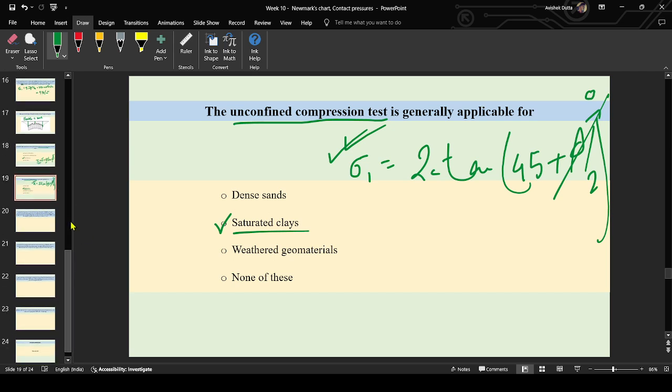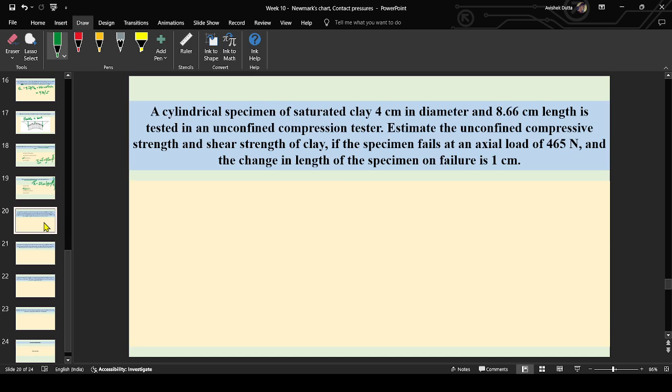Okay, I believe we haven't solved this sum also, isn't it? No, sir. So this is the case of the unconfined compression test where this is the plot. This is the value of normal stress, which is the unconfined compressive strength, and this is the value of shear stress, the tau axis. This is the undrained cohesion, shear strength or undrained cohesion.